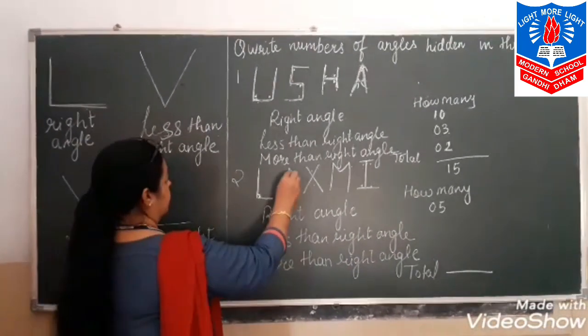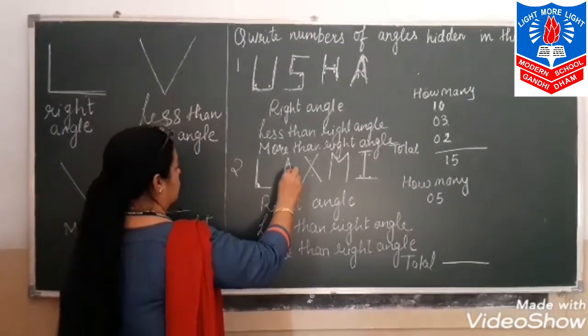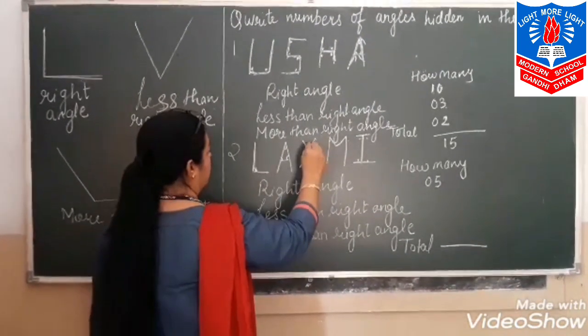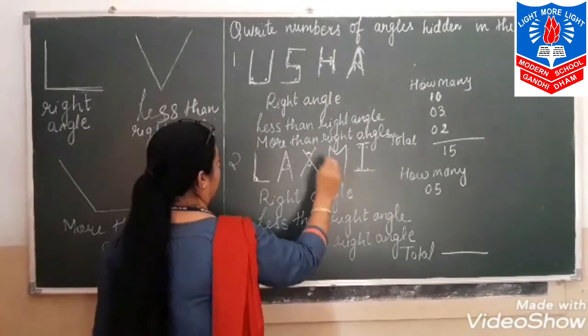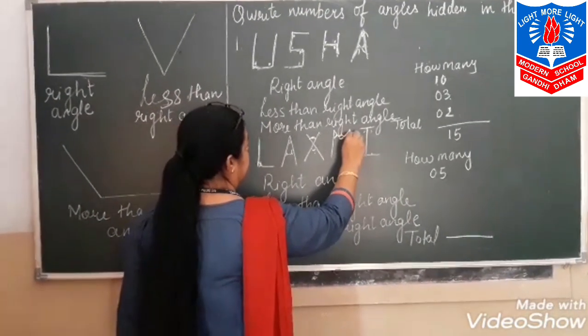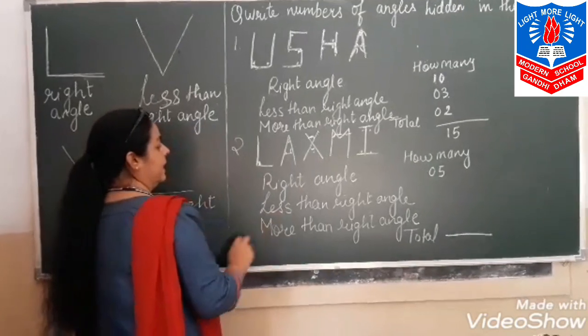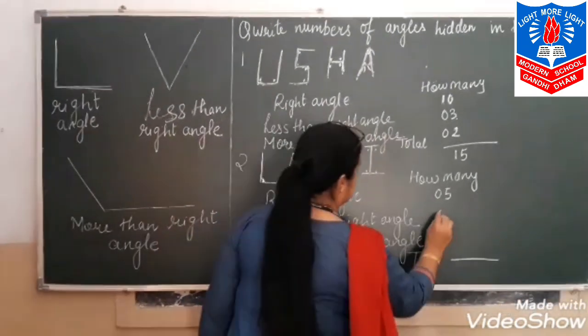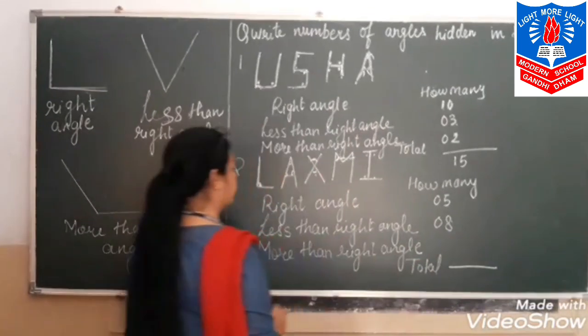Less than right angle. Here is 3, 1, 2, 3, 4, 5, 6, 7, 8. How many? Angles less than right angle is 8. So we write here 8.